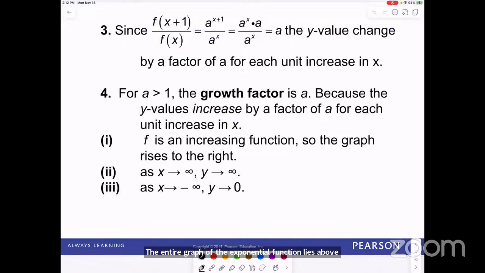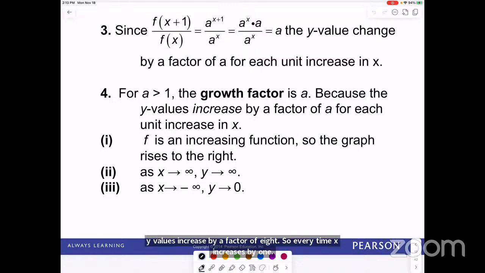Since f of x plus 1 over f of x equals a to the power of x plus 1 over a to the x, but that's the same as a to the x times a over a to the x, which boils down to just a. So then what this is saying is that for each unit increase in x, our y values increase by a factor of a. So every time x increases by 1, our y value increases by a factor of a. So then as long as a is larger than 1, then the growth factor is going to be a. Because the y value is going to increase by a factor of a for each unit increase in x.